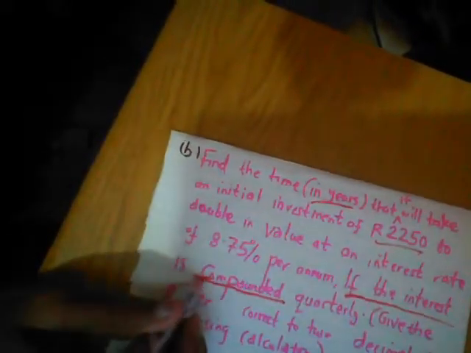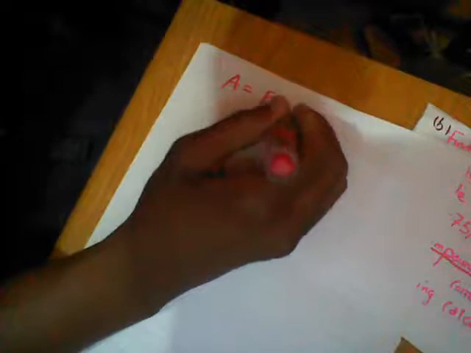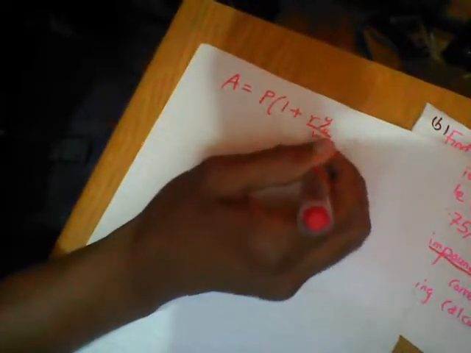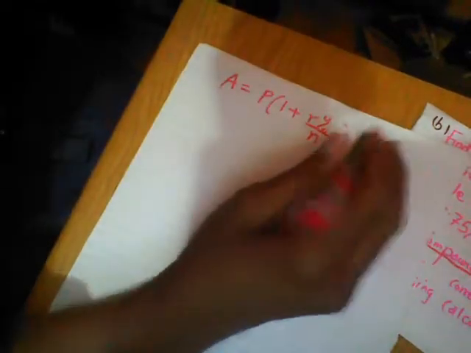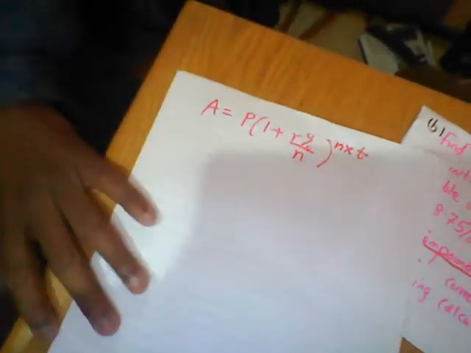The interest was compounded, so this is compound interest. So we're going to write the formula of compound interest. The formula for compound interest says the amount accumulated equals the principal amount times 1 plus the interest rate over how it was compounded, and then you put how it was compounded times how long, how many years.